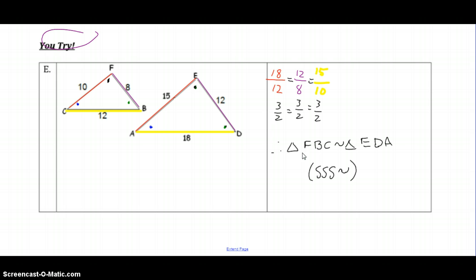When I go to write my similarity statement, it's a little bit easier if I have that color coding to help me match up. So it's FB, so I went from where it was purple and red, and then I just connected going around. This one's not so bad because the orientation is the same. So if you want to look in more detail, just pause. Otherwise, I'm going to jump here to the next page.